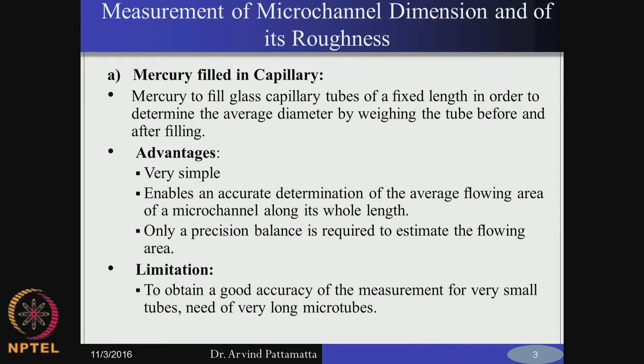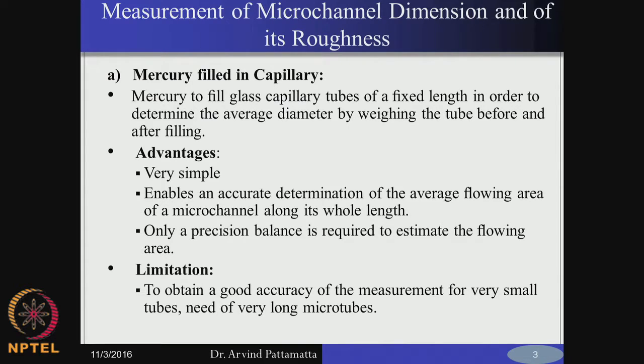From the advantage point of view, this method is one of the simplest you can think about. You do not have to invest in any equipment; all you have to do is fill with either water or mercury, because the denser it is, the better you can sense the mass difference, and it also enables a very accurate determination of the flow area along the whole length. What you need is only a precision balance. The balance should be fairly sensitive, maybe to the third or fourth decimal point, so you should be able to resolve the mass of this.